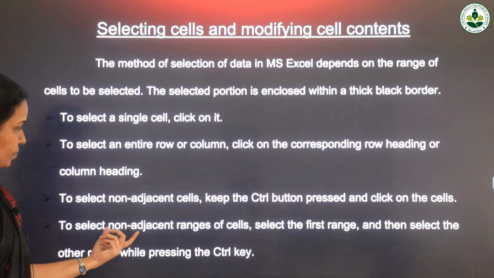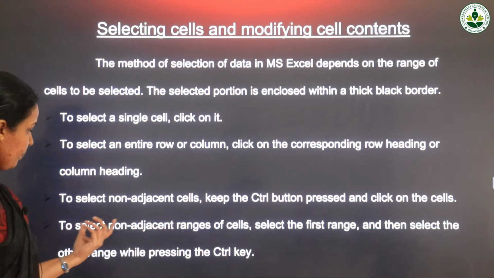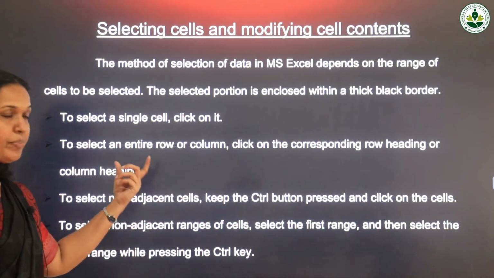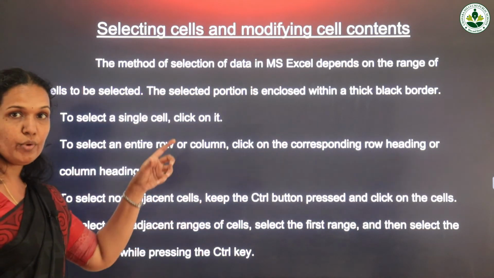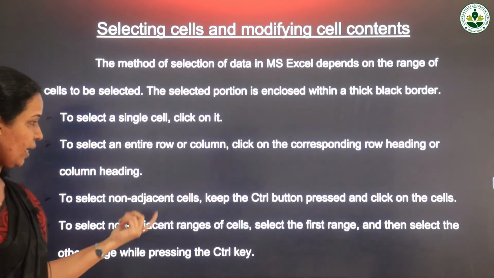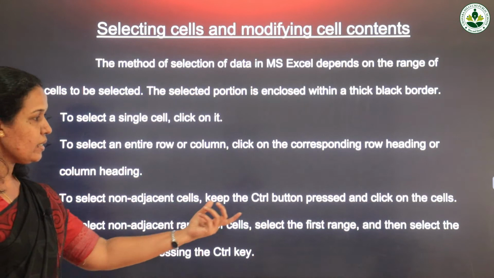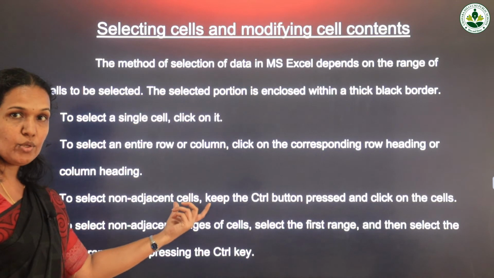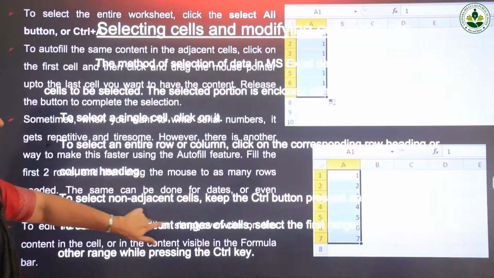Then, to select non-adjacent ranges of cells. First we discussed non-adjacent cells, and here it is non-adjacent ranges of cells. If you want to select one range of cells and then another range of cells, you select the first range, then select the other range while pressing the control key. So first you select one range of cells, then press the control button, then select another range of cells.